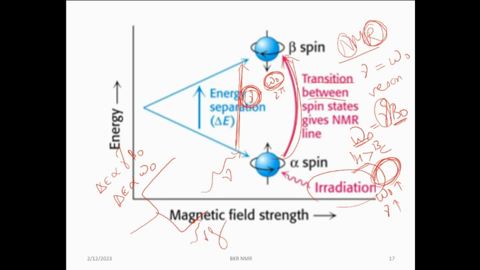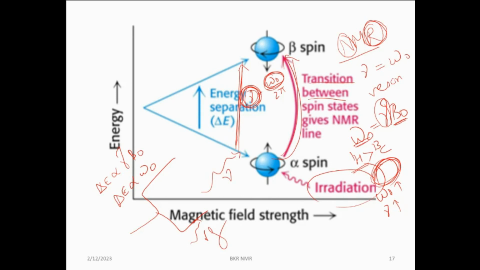So the splitting in energy depends upon the precessional frequency. If I precess faster, my energy difference will be much greater, so I will need a higher radio frequency. Is this point clear or not? Because this is a very important conclusion we are arriving at. Yes, ma'am. Yes, very good. If you understood, I'm very happy.